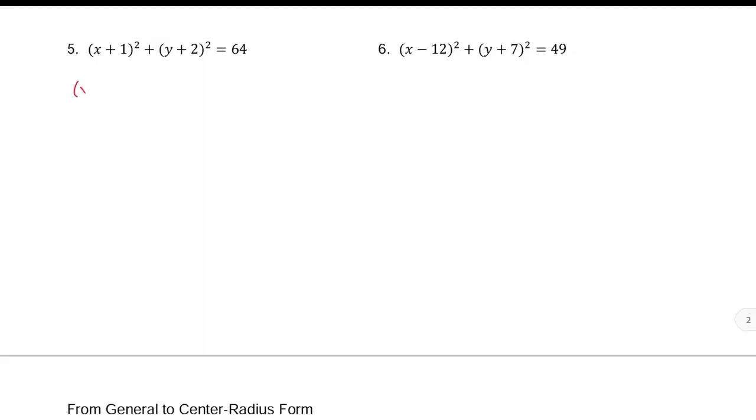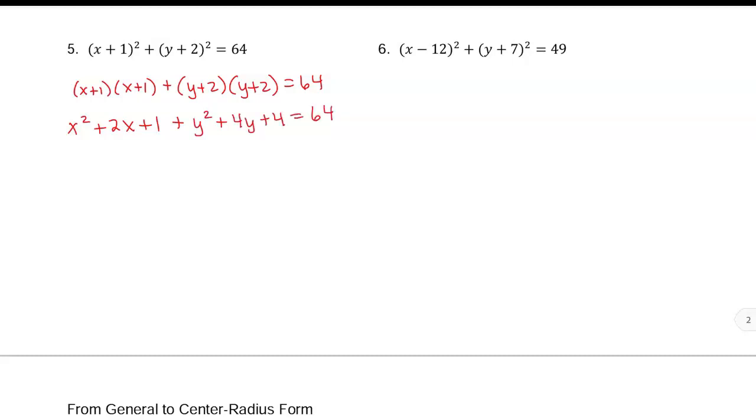Number 5, (x plus 1)(x plus 1), (y plus 2)(y plus 2). You'll get x squared plus 2x plus 1 from that expansion, and then (y plus 2) squared expands out to y squared plus 4y plus 4. Now you just have to put them in order.